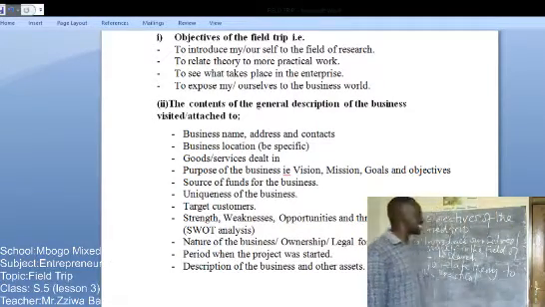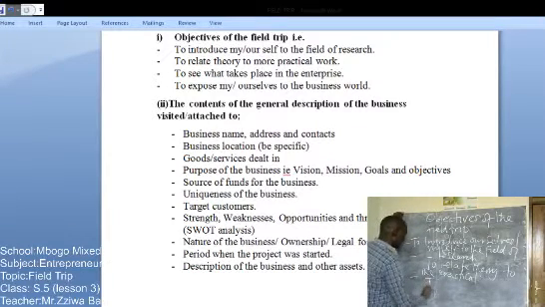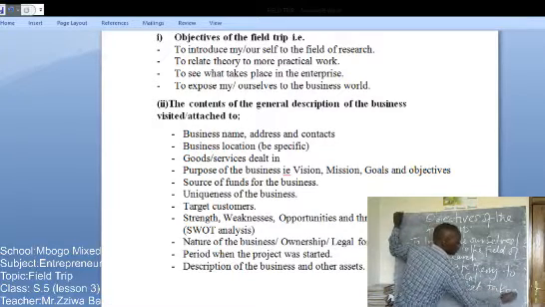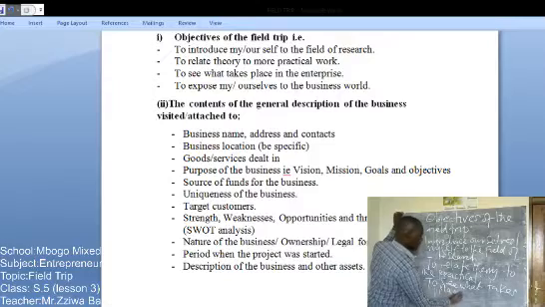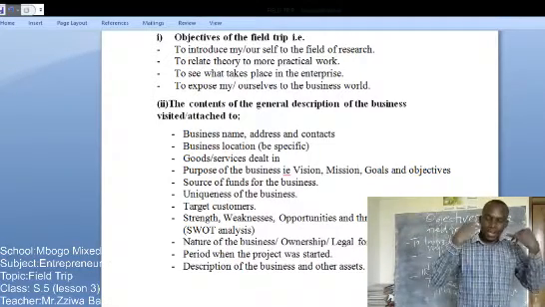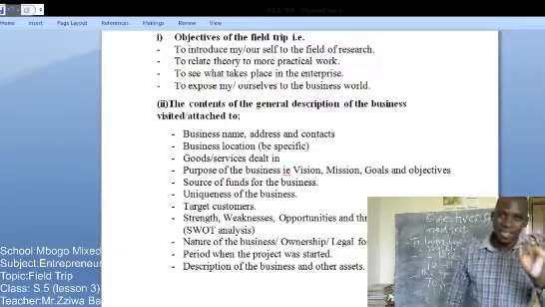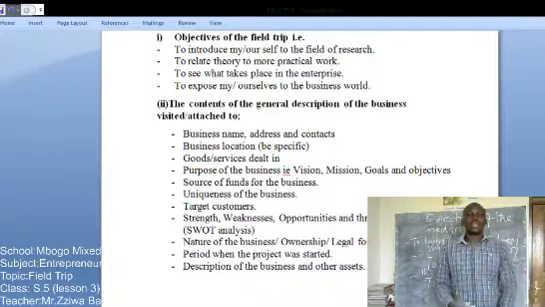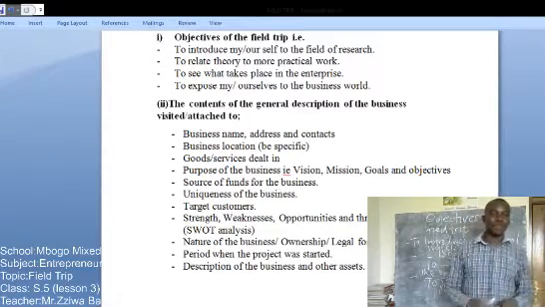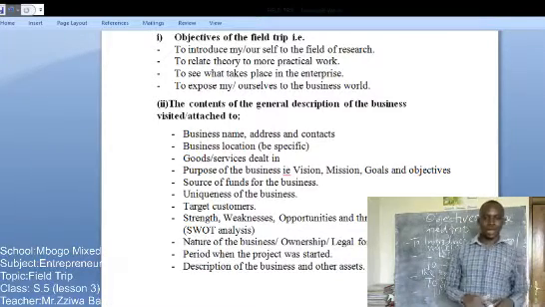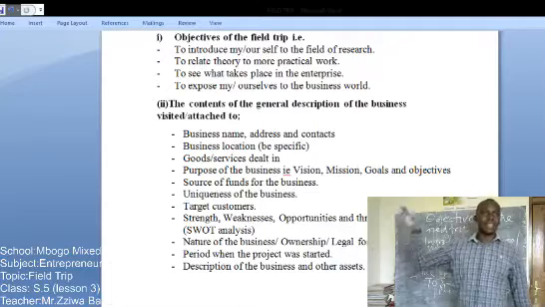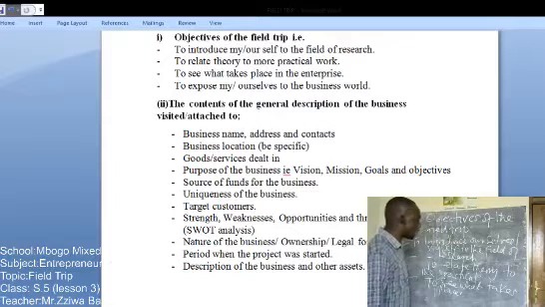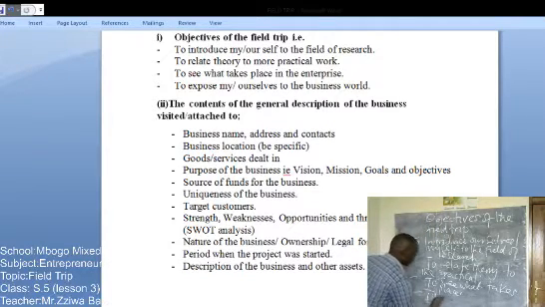The other one is to see what takes place in the enterprise visited with your naked eyes. You witness and see whatever is going on in any given enterprise. Therefore, we normally conduct a field trip in order to see what is taking place in any given business enterprise. And finally, to expose ourselves to the business world.